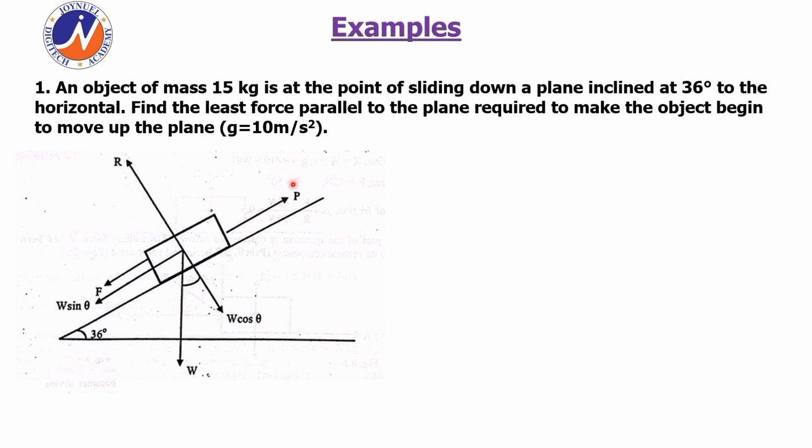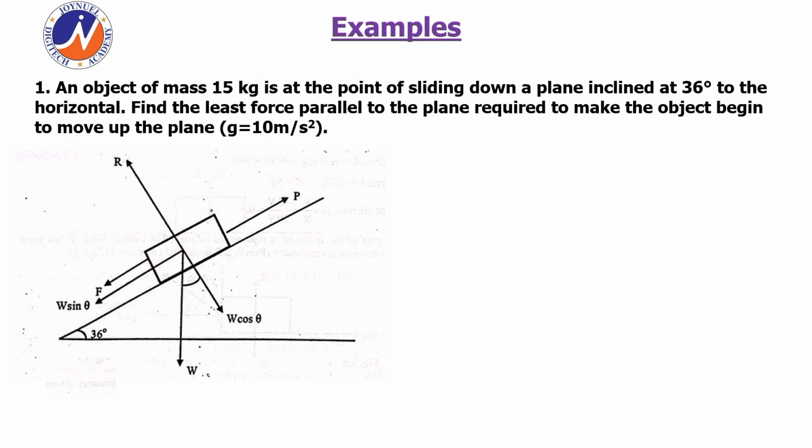For it to move up, this force P, which we are looking for, must overcome the limiting frictional force, F, and this horizontal component of the force. So the force we are looking for is P. Remember, if it has to move up, this P will pull it, so it will be greater. It will be the resultant force of these two forces.